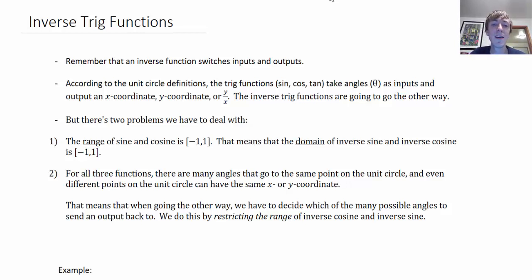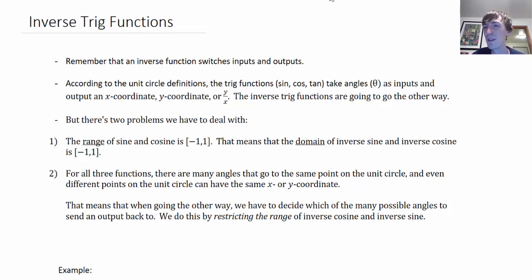The bigger problem is that for sine and cosine and tangent, you can have many inputs going to the same output. Specifically, there are many angles that go to the same point on the unit circle, right? You can always add 2 pi and subtract 2 pi. But even different points on the unit circle can have the same x coordinate, or they can have the same y coordinate, right? So that's a big problem, because when we want to go the other way, we can't have an input going to multiple outputs, and that would be the case. We need a way of fixing this problem. The way that we fix this problem is actually pretty simple. We're just going to restrict the range of these functions. So we're saying you can't output anything, you can only output an angle that's in a specific range.